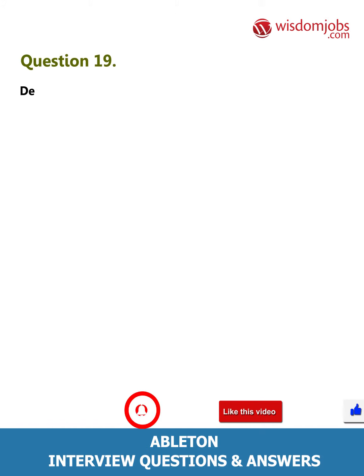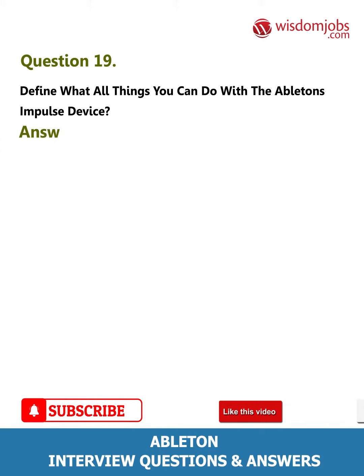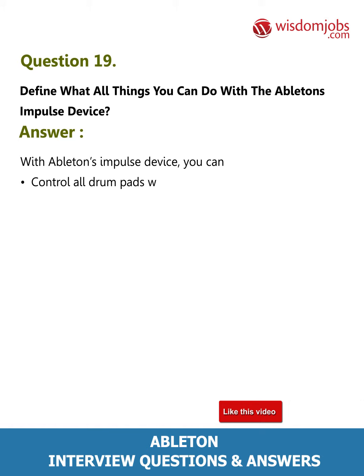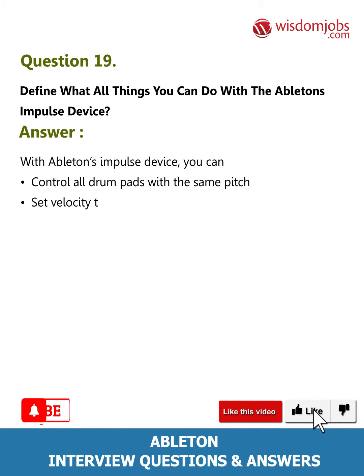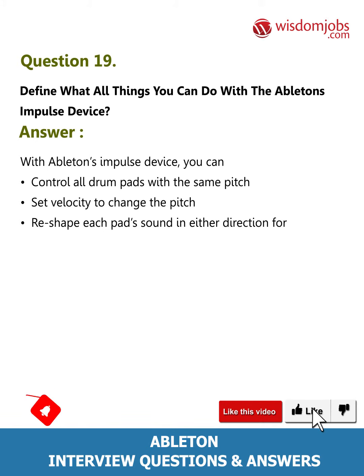Question 19. Define what all things you can do with the Ableton's Impulse device. Answer. With Ableton's Impulse device, you can control all drum pads with the same pitch, set velocity to change the pitch, reshape each pad's sound in either direction for longer or shorter sounds.